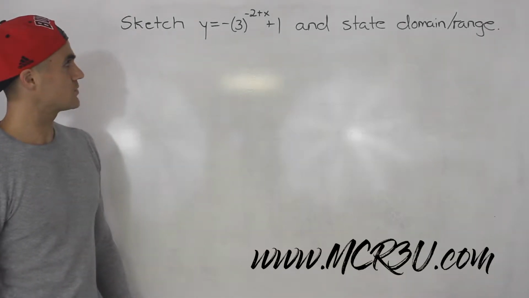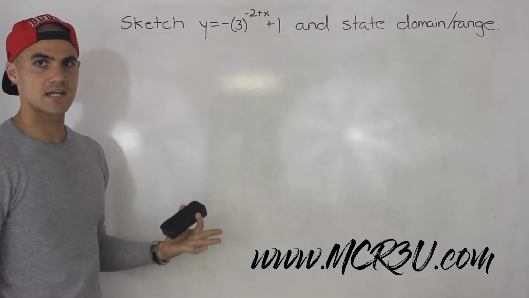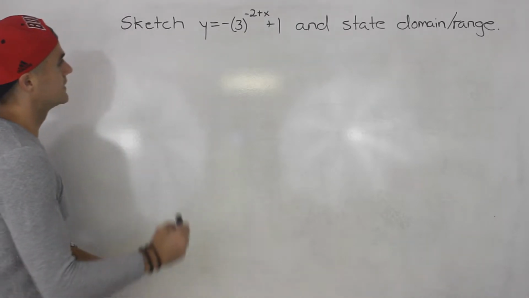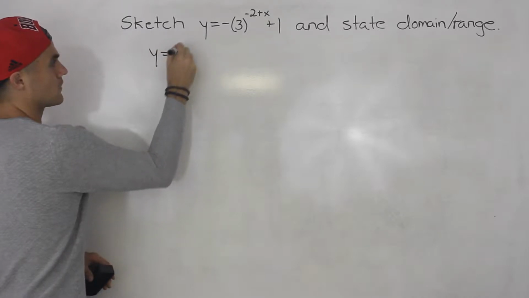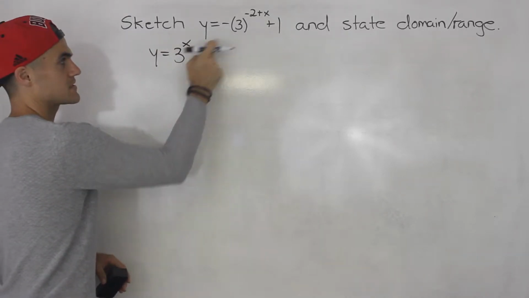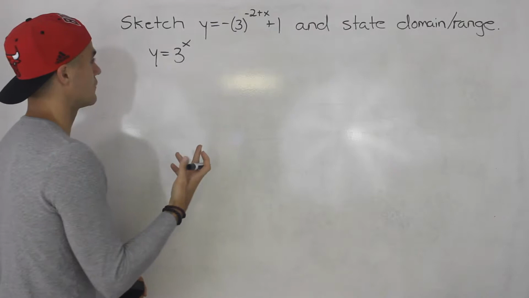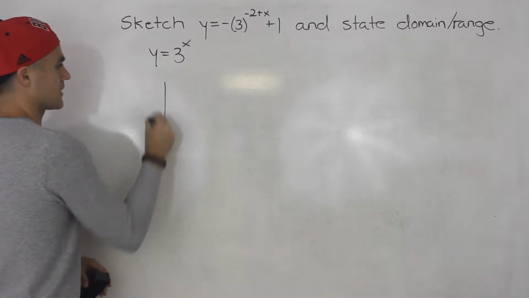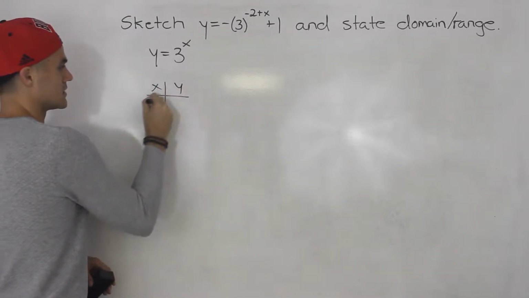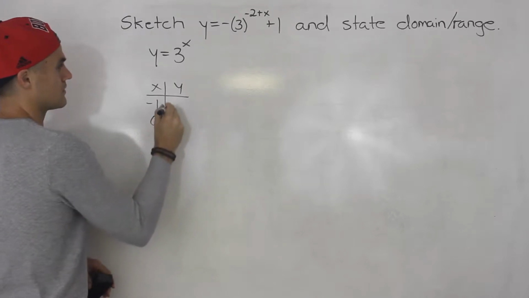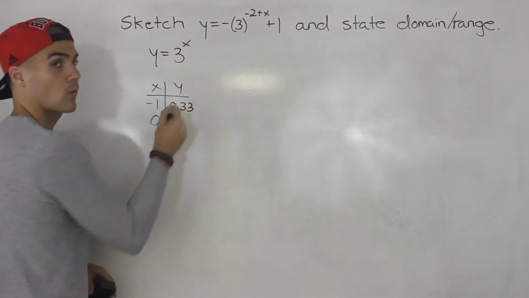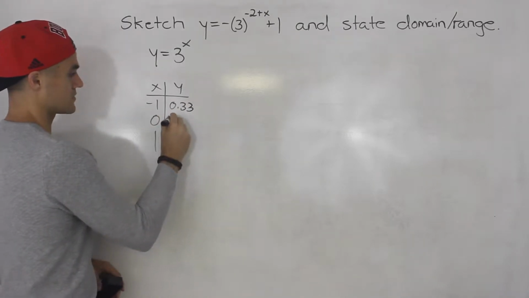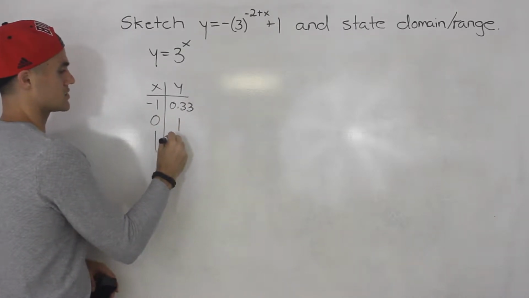And the next question, we have to sketch this function, state the domain and range. So first thing to notice, what is the parent function we're dealing with? It's 3 to the power of x. It's basically the base to the power of x. So if we make a table for this, let's do -1, 0, and 1. This would be 3 to the power of -1 would be 0.33 or 1 over 3. 3 to the power of 0 is 1, 3 to the power of 1 is just 3.